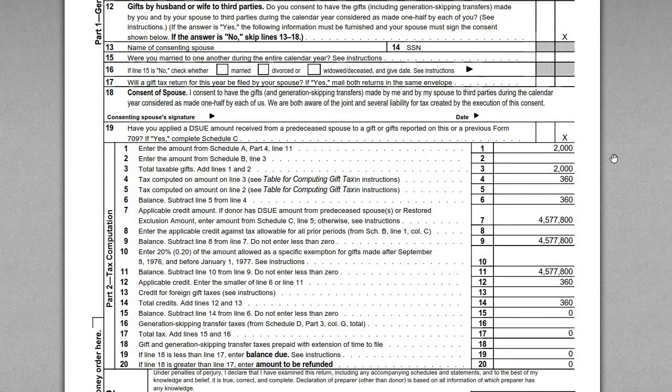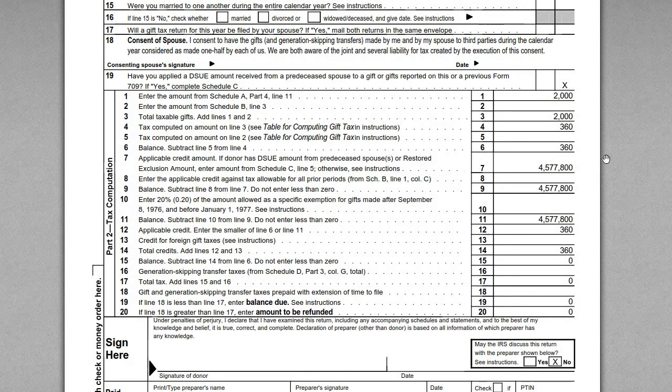So now we get down to some of the numbers on the return. So line 1 here, enter the amount from Schedule A. This is the amount of taxable gifts from Schedule A. So let's pause here for a second and skip over to Schedule A so we can see how that computation is made and how those numbers eventually flow back here.